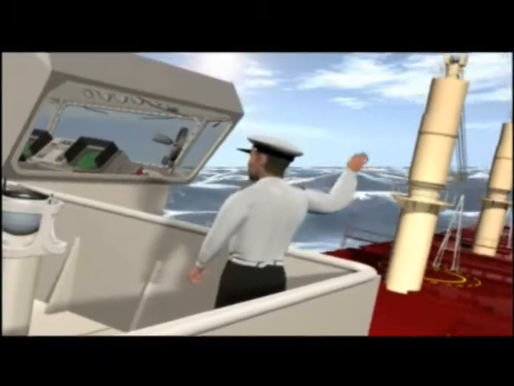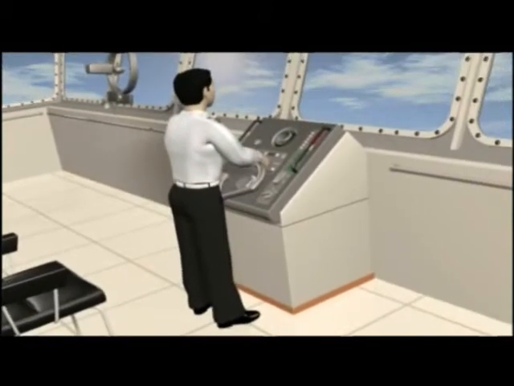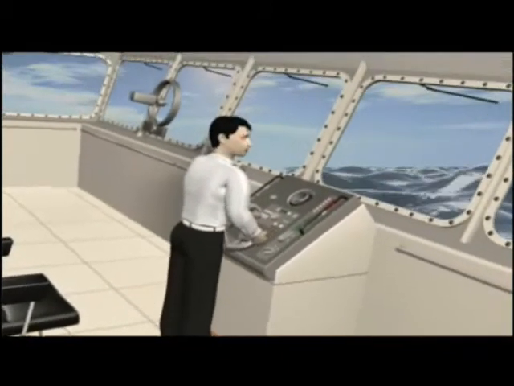Wheel hard over to starboard. Aye, aye. Wheel hard over to starboard. Wheel hard over to starboard, sir.